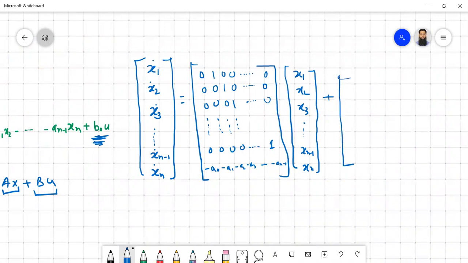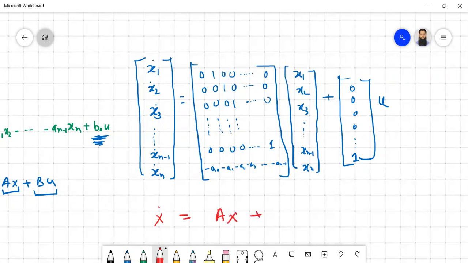Plus all zeros except the last one, which will be 1, then you multiply it with u. So this is your x dot equal to ax plus bu. So this is your a and this is your b. So we are not yet done.